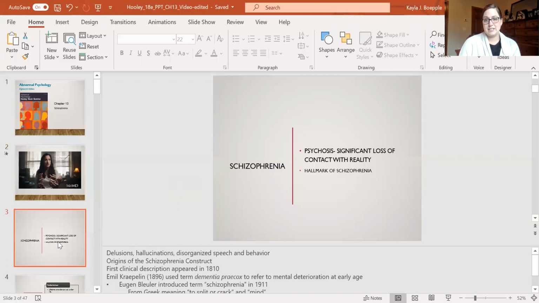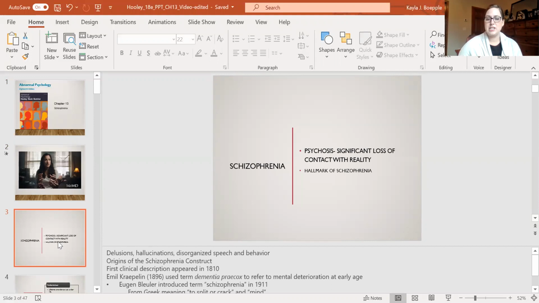So what is schizophrenia? Well, typically people that have schizophrenia oftentimes will have psychosis, which is significant loss of contact with reality. Some of those hallmark traits, and you are going to want to know this for the test, that we see in people that have schizophrenia are going to be delusions, hallucinations, and then disorganized speech and behavior. We're going to talk about all of that a little more as we go further into the chapter.